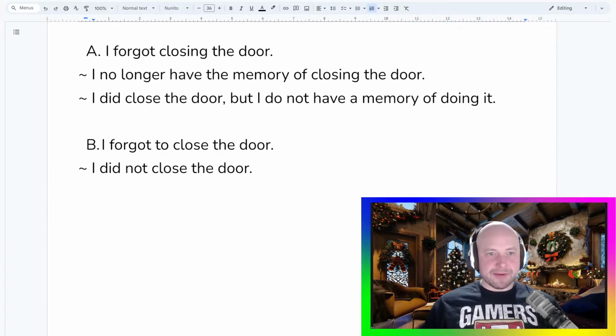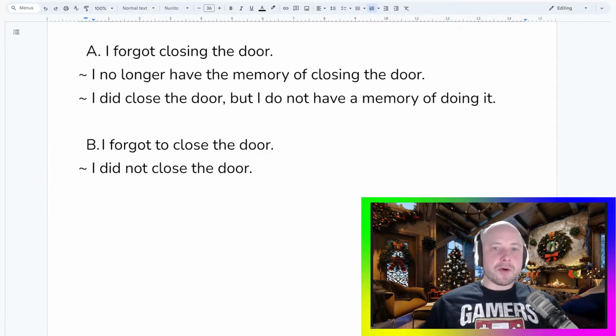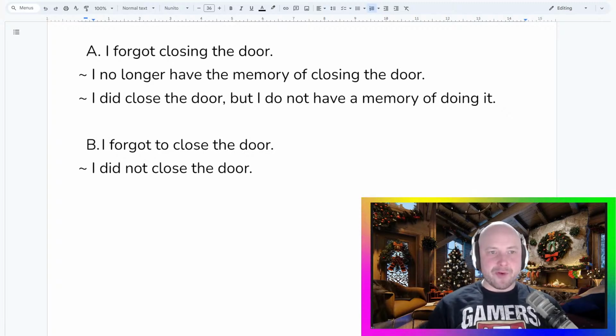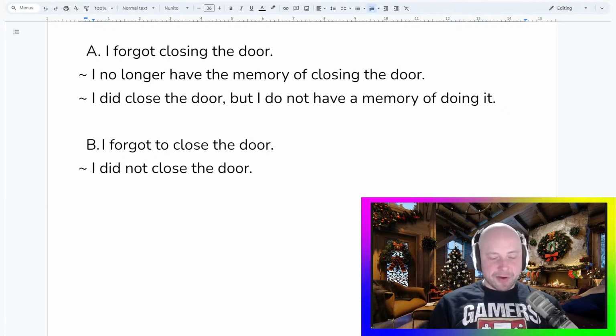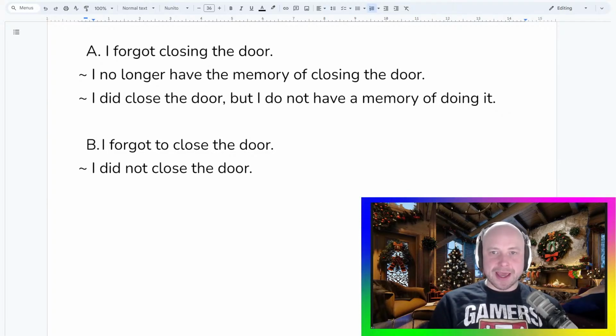I forgot taking my vitamins. I forgot to take my vitamins. So we know what these mean. I just told you. With A, I forgot taking my vitamins means I forgot the memory. We could add something to this. We could say, I forgot taking my vitamins, so I took them again.